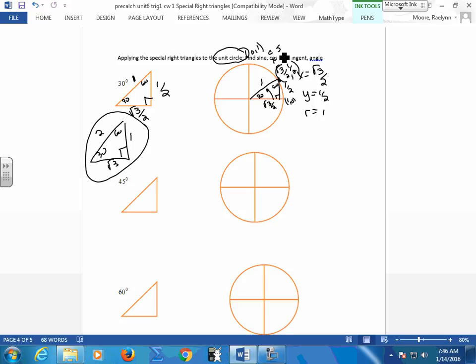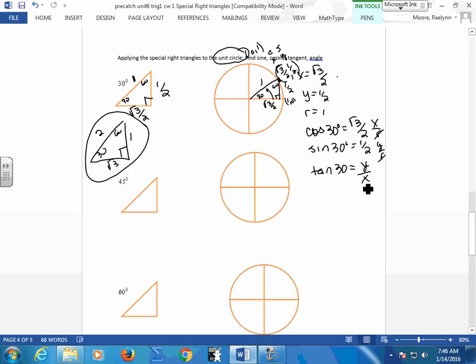So if I want the cosine of 30 degrees, what would my answer be? Square root of 3 over 2, because it's x over r. My x value is this, my r value is 1, so I technically don't need the r. If I say the sine of 30, it's 1/2, because it's really y over r. My r is 1. And my tangent of 30? My tangent says y over x.